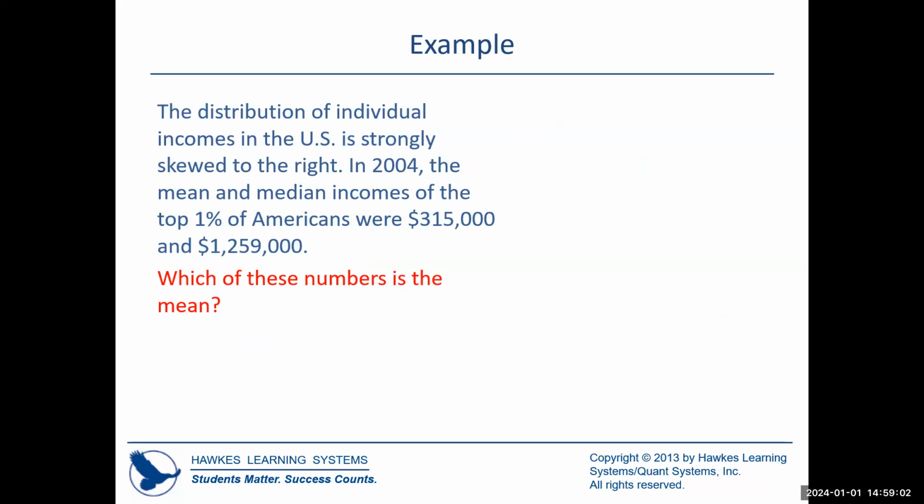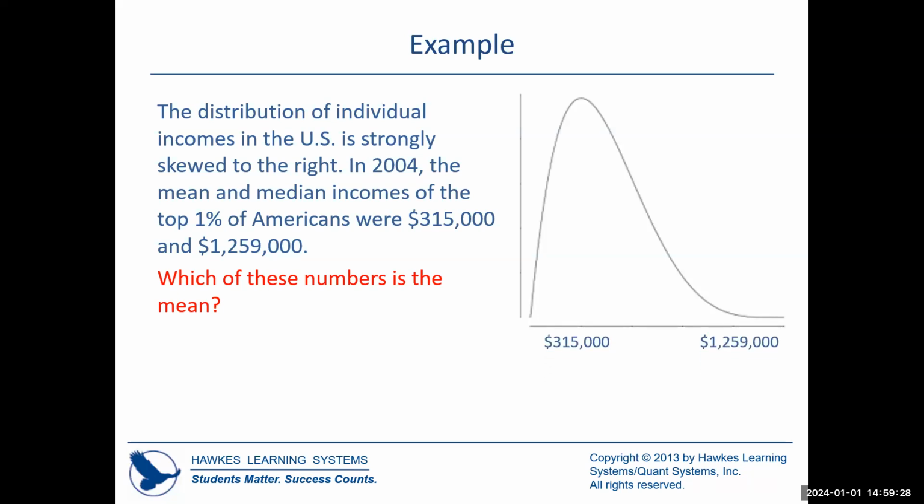Now, we have a distribution of individual incomes in the US that's strongly skewed to the right. In 2004, the mean and median incomes of the top 1% of Americans were as follows: $315,000 and about $1.2 million. Which of these numbers is the mean? What an excellent exam question this would be. First of all, I think we need the picture. There it is, right skewed, so the tail is on the right side. I hope you agree that 1.2 million is on the right side and 315,000 is somewhere on the left, just by simple inspection of a number line.